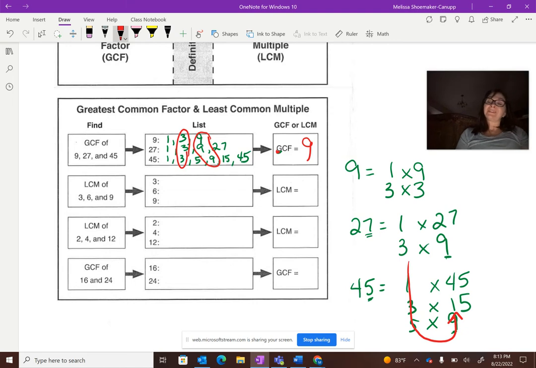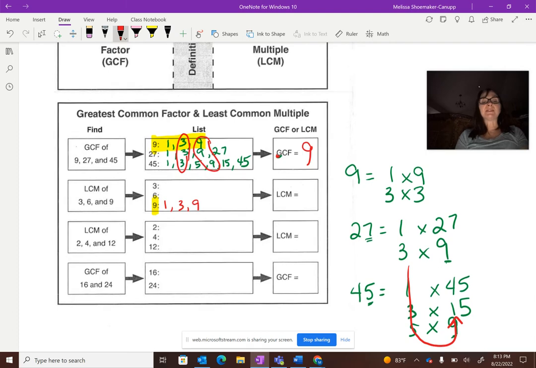What I like about this sometimes when you're doing practice is some of the work's already done for you. Right here on my list is 9. Well, I already have a list for 9 right there, so I'm just going to copy that list. 6, I think, was up in one of the examples. I know that's 1, 2, 3, and 6: 1 times 6 and 2 times 3. 3, that's only 1 and 3.